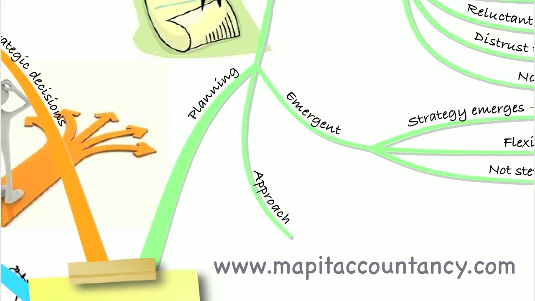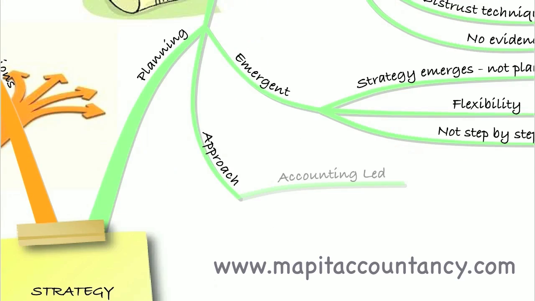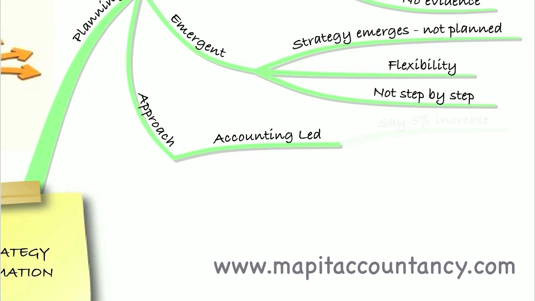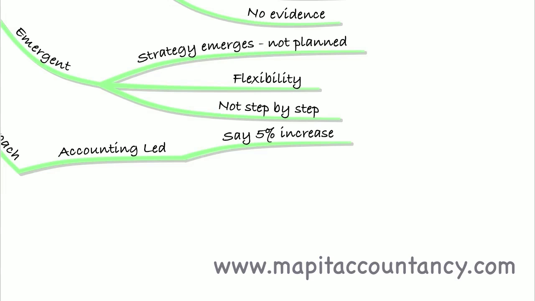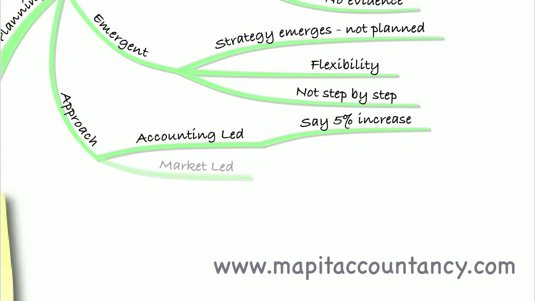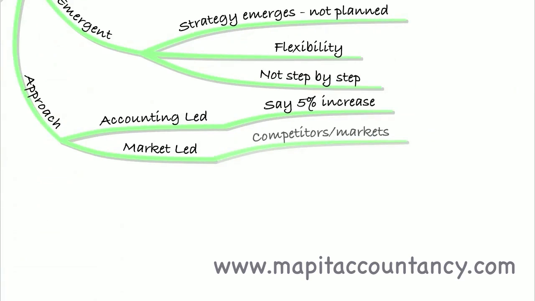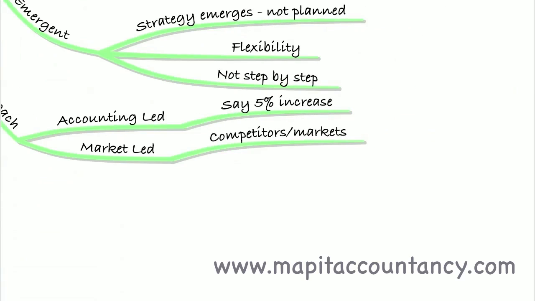There are various different ways to actually get the information for these approaches. First of all, we could undertake an accounting-led strategic direction. Say, for example, a 5% increase on budgets year on year. Or we could undertake a market-led strategic direction with looking at our competitors and our markets, undertaking benchmarking to see how those organisations are doing.